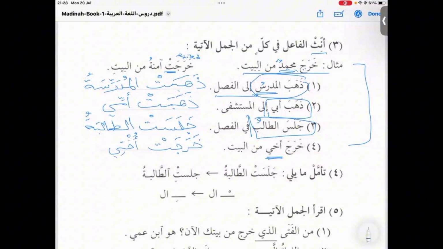Now, when the word follows the ذهبت, it has a sukun, right? And the alif also has a sukun. So what the Arabs do is they add a kasra at the end, not because it's part of the rule, just for reading purposes. So instead of saying ذهبت المدرسة, you say it with the kasra. Instead of saying جلست الطالبة, the same. That's what he's explaining over here. He says تأمل ما يلي. Look at the following. It's only for reading purposes.